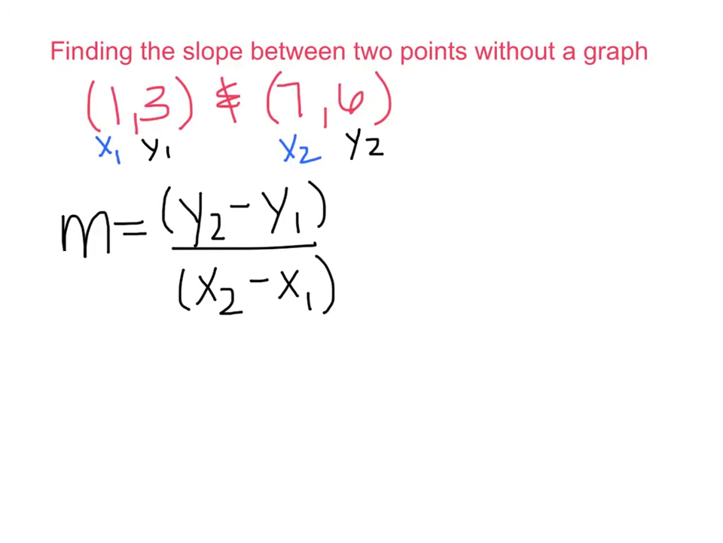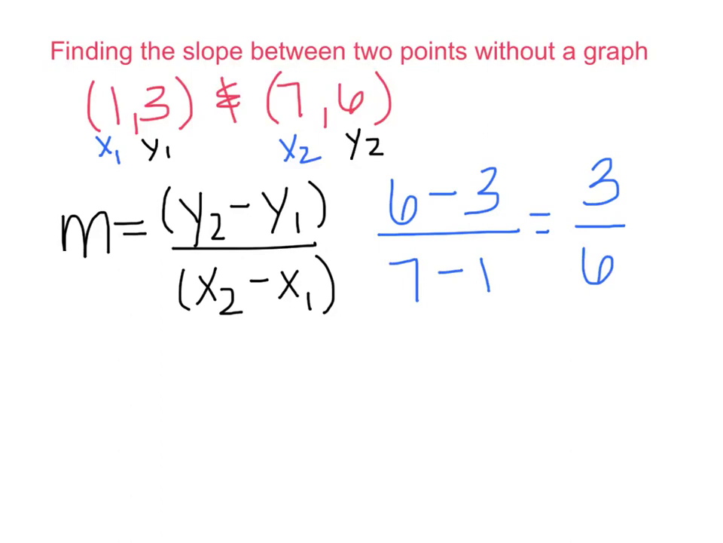So we can plug it in. And we're going to say y2 is 6 minus y1, which is 3. And then x2 is 7 minus x1, which is 1. So 6 minus 3 is 3. 7 minus 1 is 6. Now remember, we always have to simplify, so we're going to divide both of these by 3. And we are going to get 1/2. So our slope between those points is going to be 1/2.